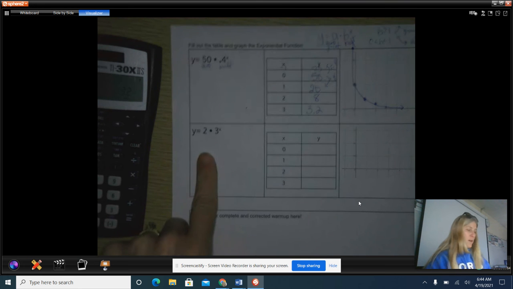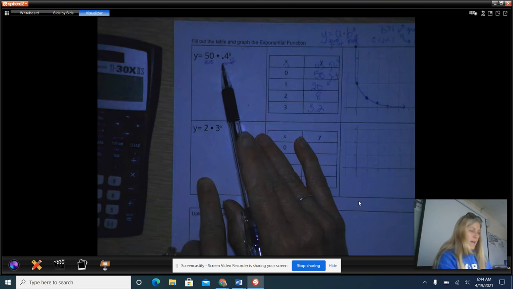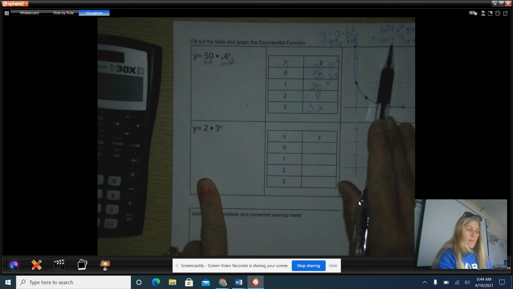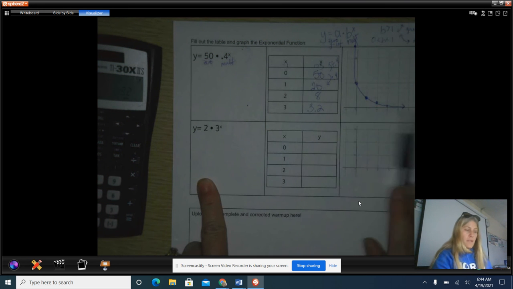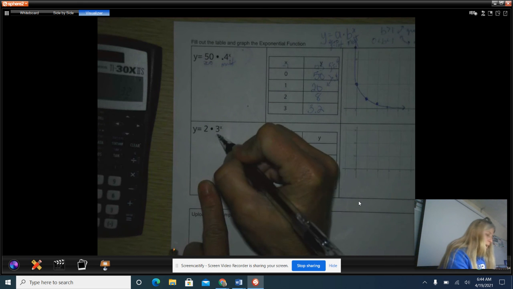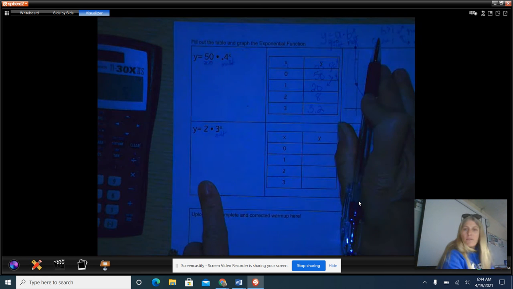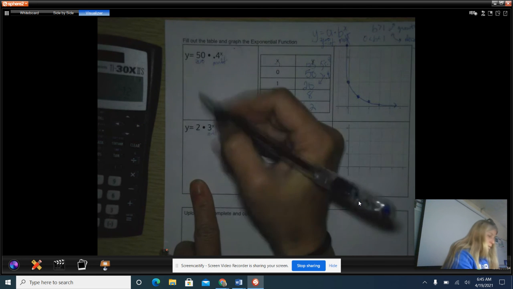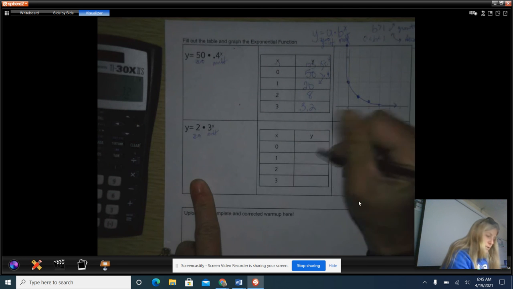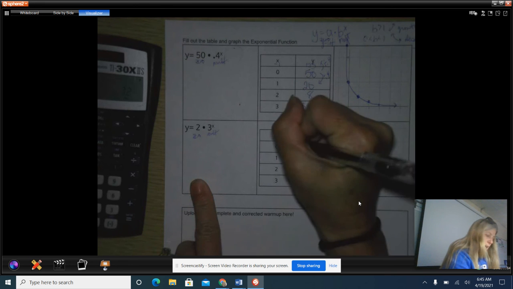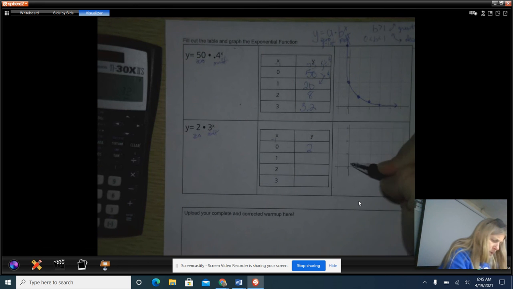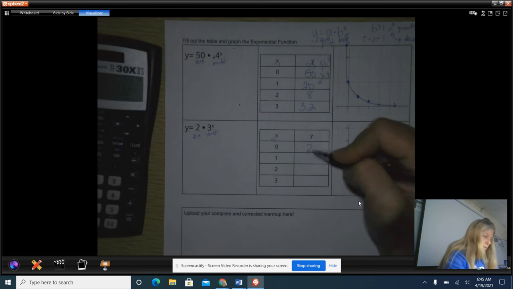Okay, let's go ahead and look at our next one. This one had a 0.4, and so that was a number between 0 and 1, so we know it's a decay. This one has a multiplier of 3, and 3 is greater than 1, so we know it's going to be a growth. So once again, our 0 is 2. I'm also going to have my backwards one, so we're going to go ahead and plot 2 on our y-axis, and then we're going to go ahead and move my multiplier, times 3.